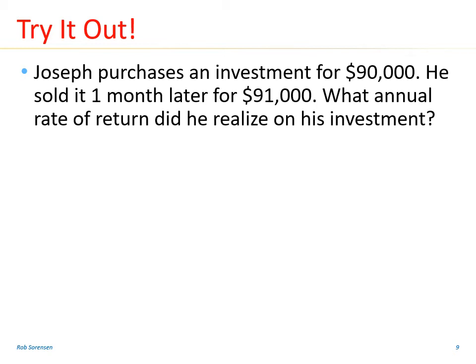Okay, welcome back. Let's have a look at this one. We had principal of 90,000. We had time of 1/12 of a year, didn't we? Remember, our default will be to work in years unless it says otherwise. The amount of interest that he earned, well, that was 91,000 minus the 90,000 he put in. So he earned 1,000, didn't he?